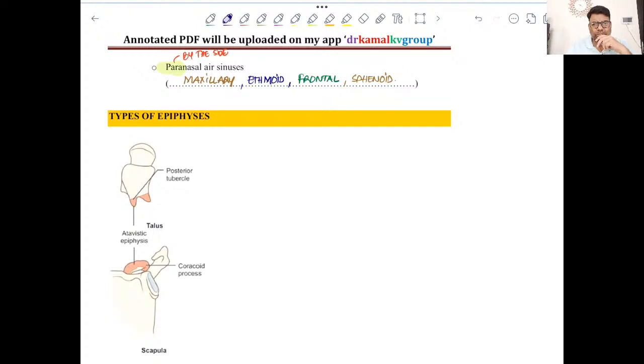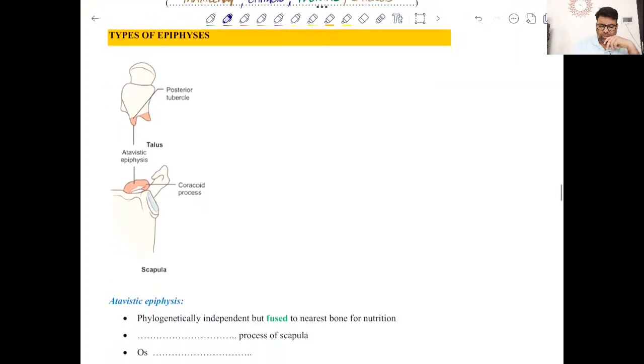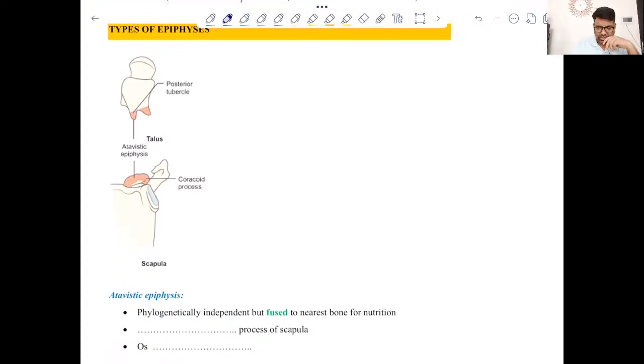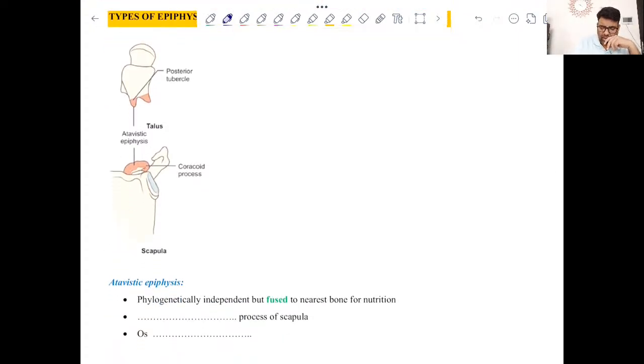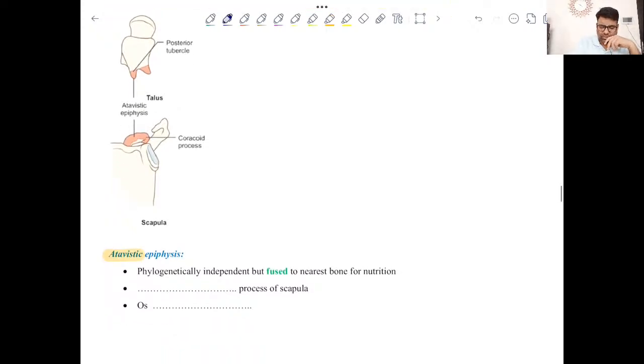Now I think all of you must be knowing what actually epiphysis is. Epiphysis is the end of a long bone. Now there are different types of epiphysis. One is atavistic. Now the word atavistic means actually old.